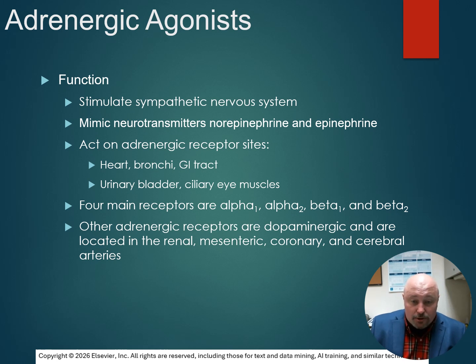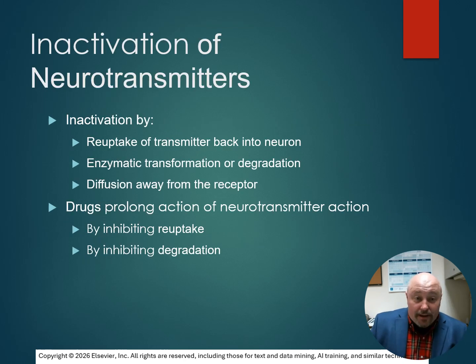Within these, the four main receptors are, again, alpha 1, alpha 2, beta 1, and beta 2. Other adrenergic receptors are dopaminergic and are located in the renal, mesenteric, coronary, and cerebral arteries. When dealing with the inactivation of neurotransmitters, inactivation is accomplished by a reuptake of the transmitter back into a neuron, the enzymatic transformation of degradation, and the diffusion away from the receptor. We can also discuss drugs that prolong the action of a neurotransmitter, such as inhibiting reuptake or inhibiting degradation.